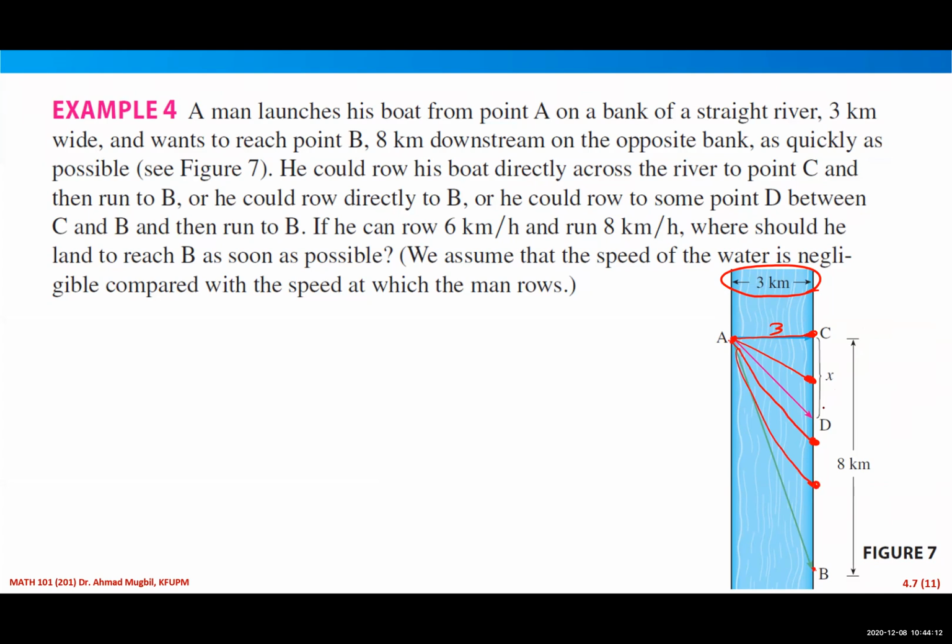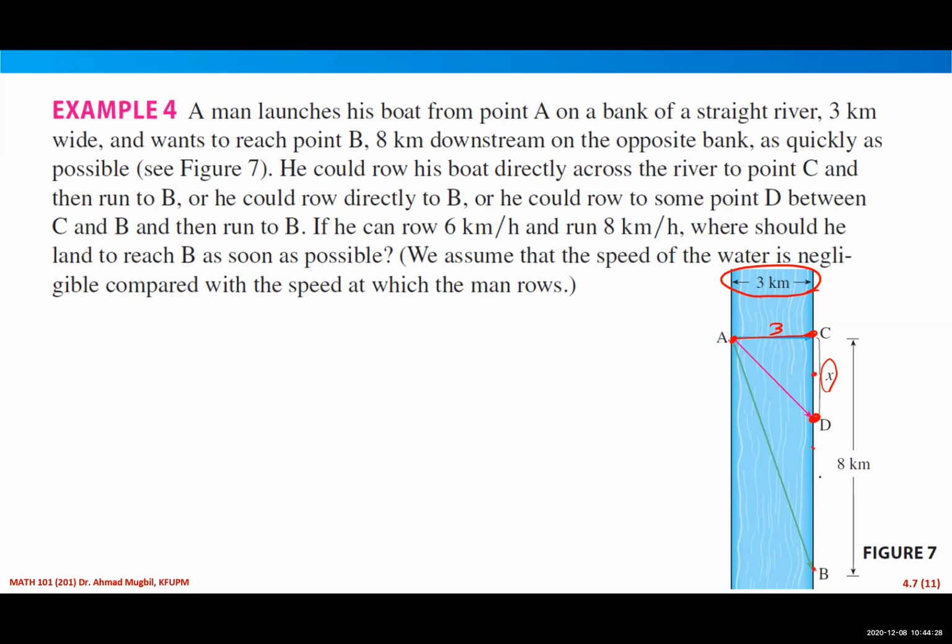So we have a variable quantity here. This distance, the stop point, will be different. So we will call it X. We will call it X, and we will take one typical point. Let's say here, he will stop here, and then he will run. So this quantity will be variable.